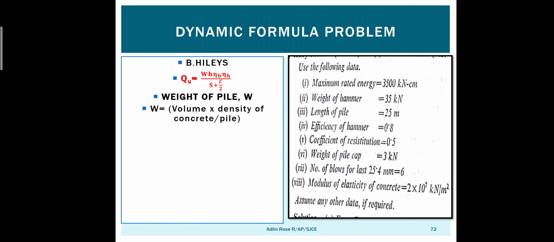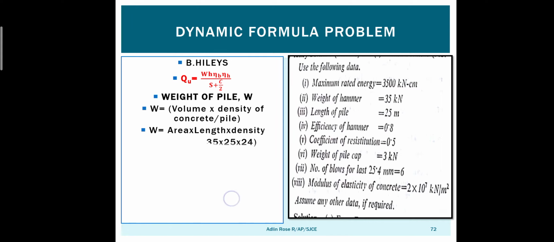That is what is written here. Weight of the pile is equal to volume of the pile into density of the pile material. Pile material is concrete, so we are going to use the density of concrete. And what is volume? Area into length. So weight is equal to area into length into density.